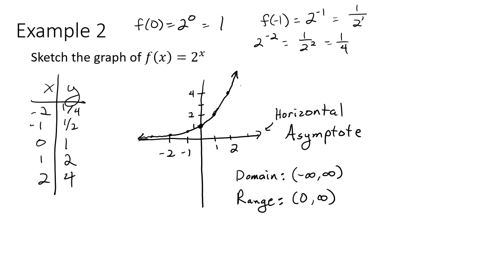As we read this graph from left to right, the y values are always getting bigger. This is a function that is always increasing from left to right. And because of that, this behavior, this shape, we call exponential growth.